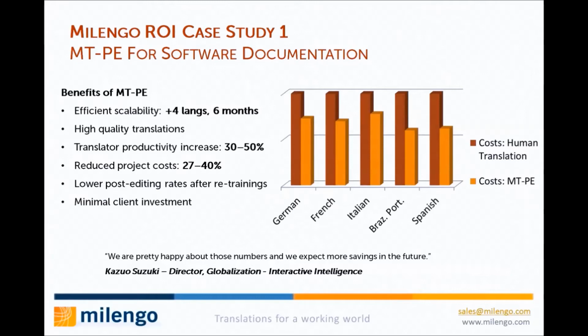As a result, we have been able to meet the time-to-market objectives for their online help release cycles. Through vastly improved linguist productivity, we can consequently offer Interactive Intelligence project cost savings of between 27 to 40%, depending on the language pair, when compared to their previous pricing model. As our MT engines improved with the incorporation of large volumes of post-edited content into retraining cycles, we reduce our post-editing costs after certain thresholds of post-edited content have been reached.